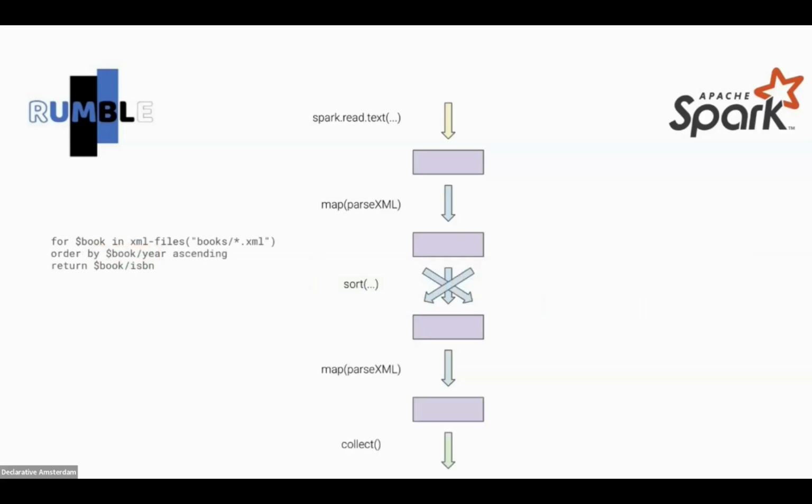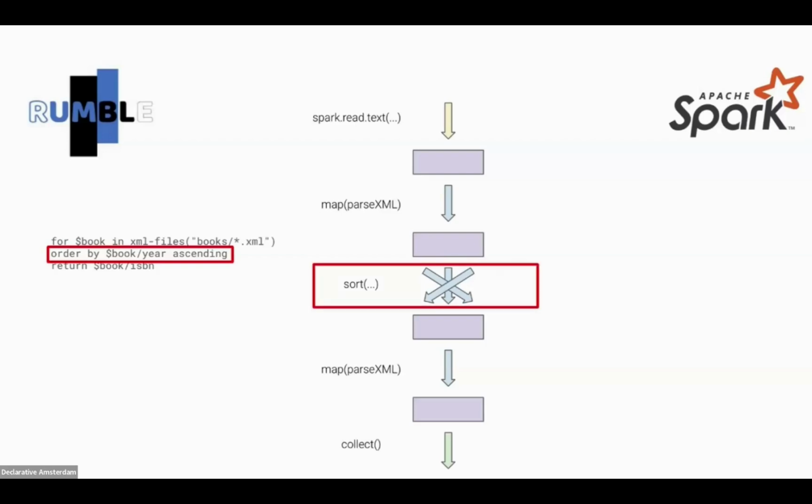Let's consider, for example, adding an order by clause to our query, sorting the books ascending by publication year before extracting the ISBN. Such a clause is mapped to a Spark sort transformation. And transformations like sort that introduce global ordering and uniqueness constraints require shuffling tuples around the cluster in order to be computed.